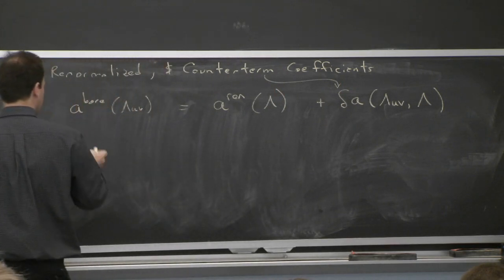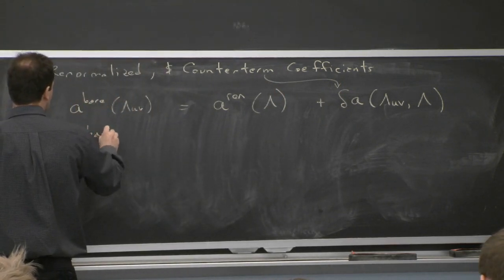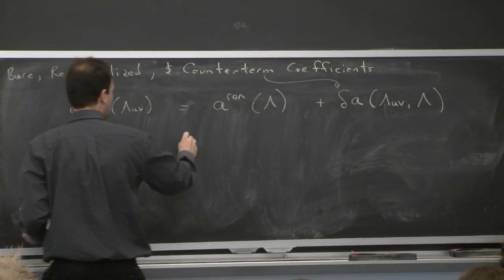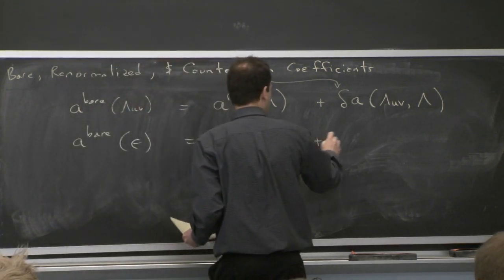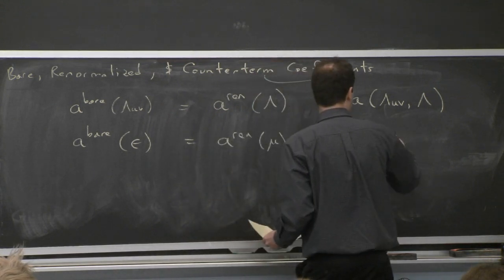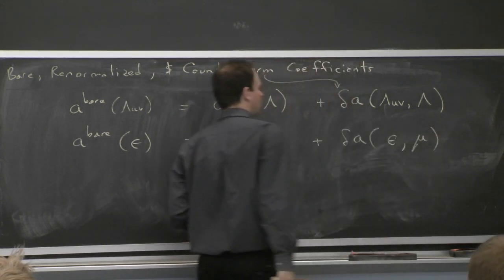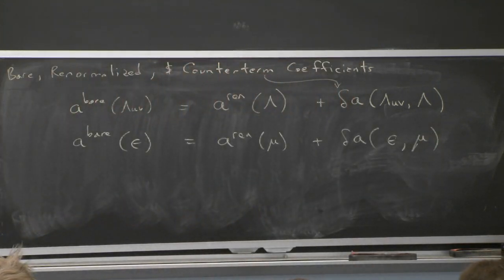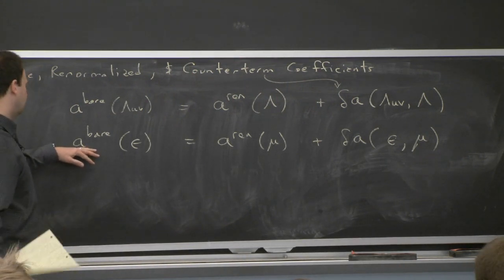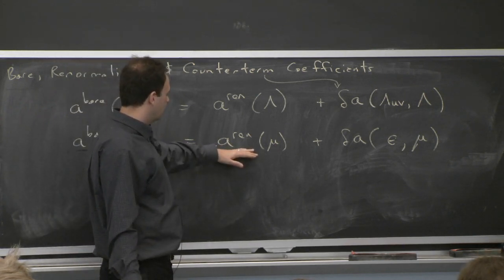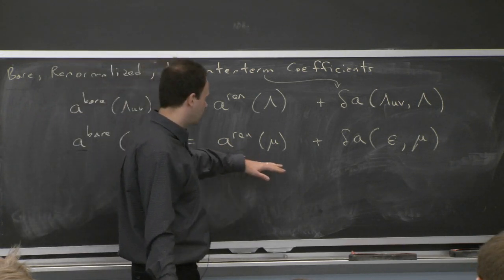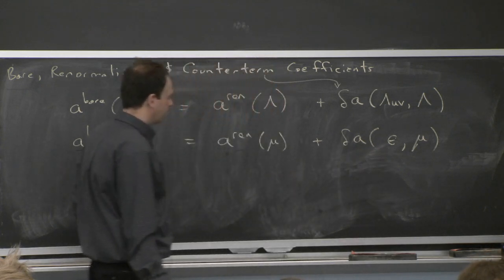If you wrote it down in dimensional regularization, it would look like this. Same idea, different names for the parameters. In dimensional regularization, epsilon is the ultraviolet regulator and shows up in the bare coefficients. The renormalized ones don't depend on epsilon anymore, and these are your 1 over epsilon poles.